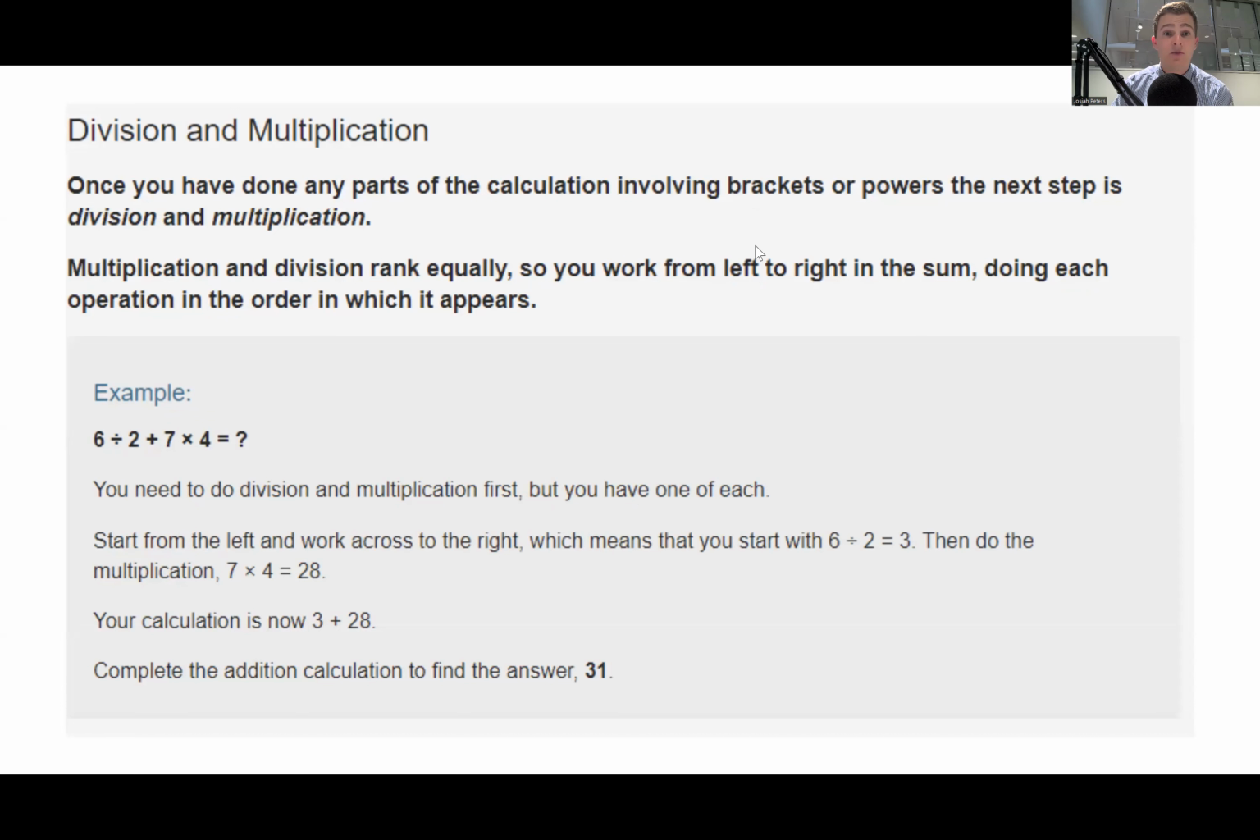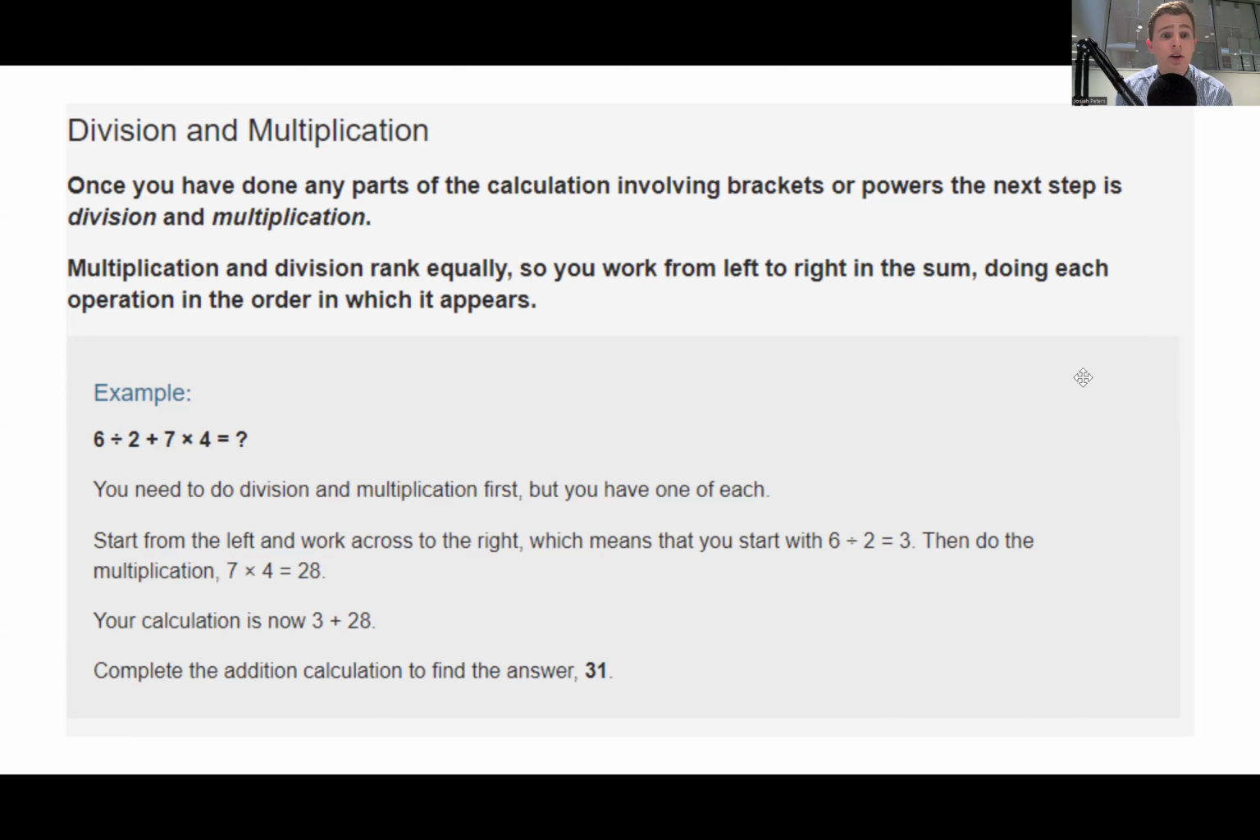Division and multiplication. Once you've done anything involving brackets and the orders, you move on to division and multiplication. Now, as I said, they rank equally, so you can do these going from left to right in the order that they appear in the sum. So in my example here, we've got 6 divided by 2 plus 7 times 4. So we need to do the division and multiplication first, but we've got one of each.